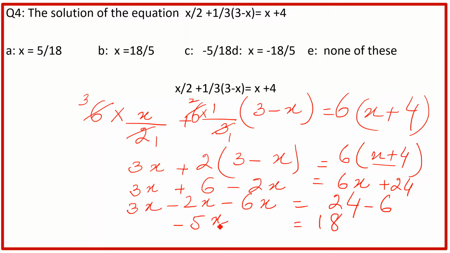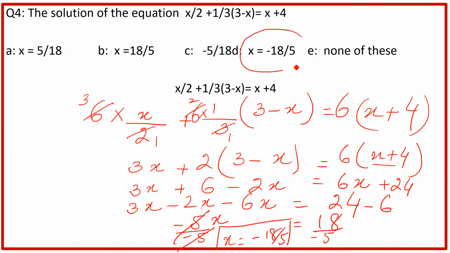But we do not want anything with x. We only want the value of x, and here is minus 5. So just divide by minus 5, or by 5. If you divide by minus 5, that is fine too, or just divide by 5. Here you can take the minus sign, this will cancel. So x is equal to negative 18 over 5. This is your answer. So where is negative 18 over 5? See here, this one. This is right. D is the right answer.